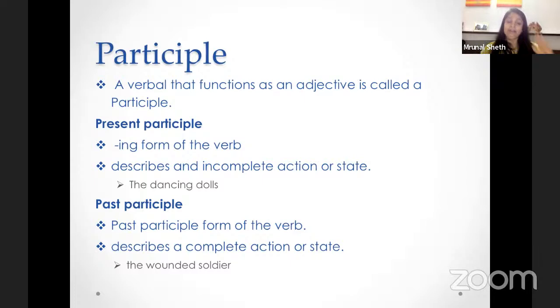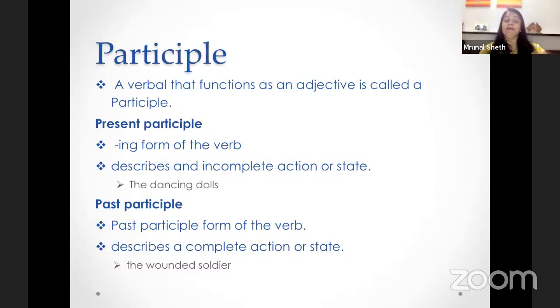However, the wounded soldier. The past participle form of the verb describes a complete action which is done. The soldier was hurt. He was already wounded, and now he's called a wounded soldier. So that action is done. That is completed. So there are two participles, present participle and past participle. Present participles have the ing form. They describe the incomplete action or state, and past participles have the d, ed, en form of the verb.